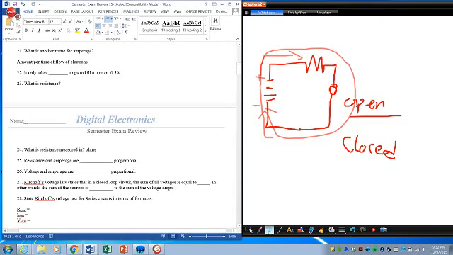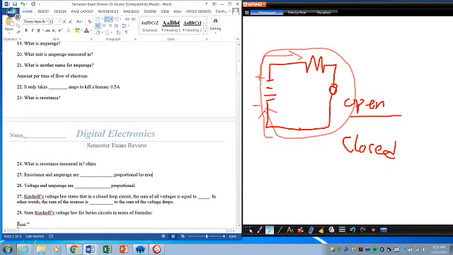Okay, number 25. Resistance and amperage are blank proportional. So basically, if you remember, when the resistance goes up, the amperage goes down. So that's called an inverse relationship. Well, actually, inversely. Okay. Number 26, voltage and amperage are blank proportional. So basically, if the voltage goes up, the amperage should also go up. So we're gonna put directly.